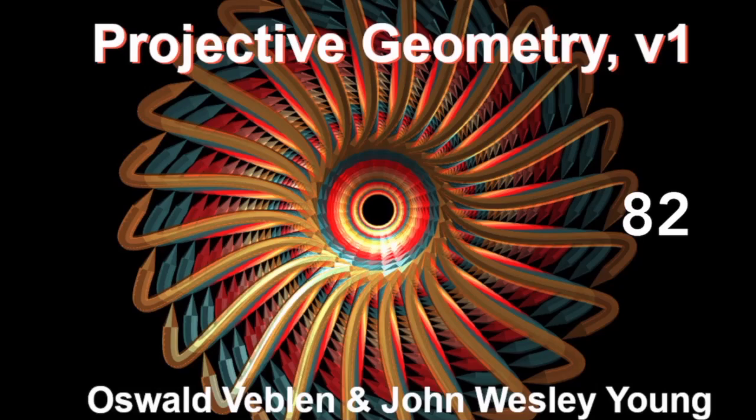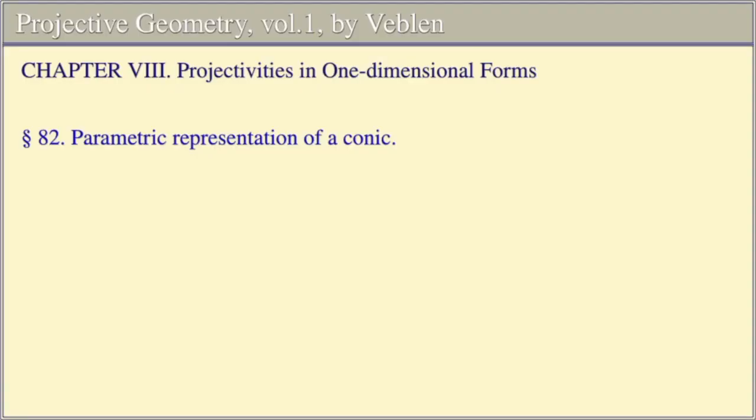Projective Geometry, Volume 1, by Oswald Veblen and John Wesley Young. Chapter 8, Projectivities in One-Dimensional Forms. Section 82, Parametric Representation of a Conic.